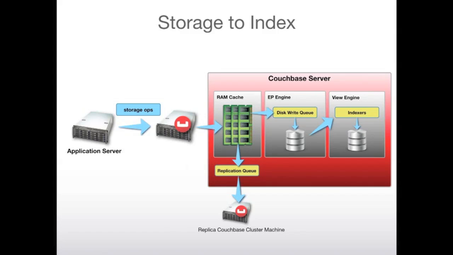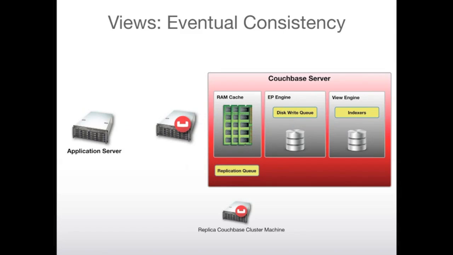So these are two separate structures. Your storage of your documents is one structure, and then your indexes are another structure. So you have two different structures on disk, and the indexes are optimized for searching, of course. So views, by definition, are eventually consistent. Couchbase is a consistent database because your data is the JSON documents, but your indexes, your views, will be eventually consistent.